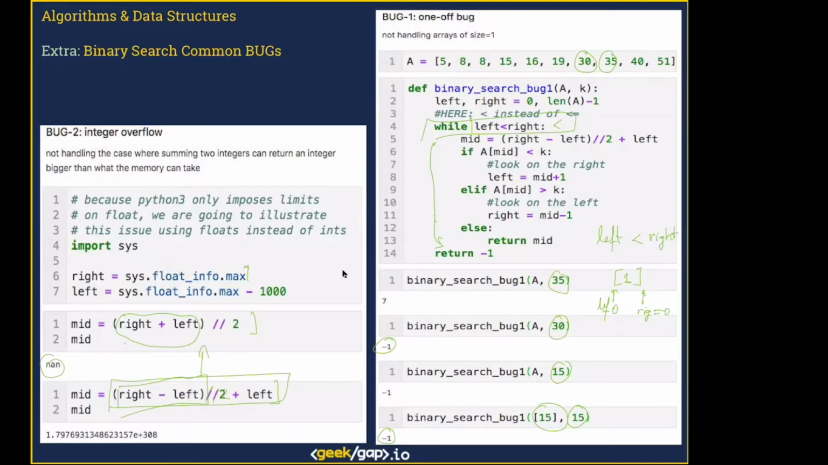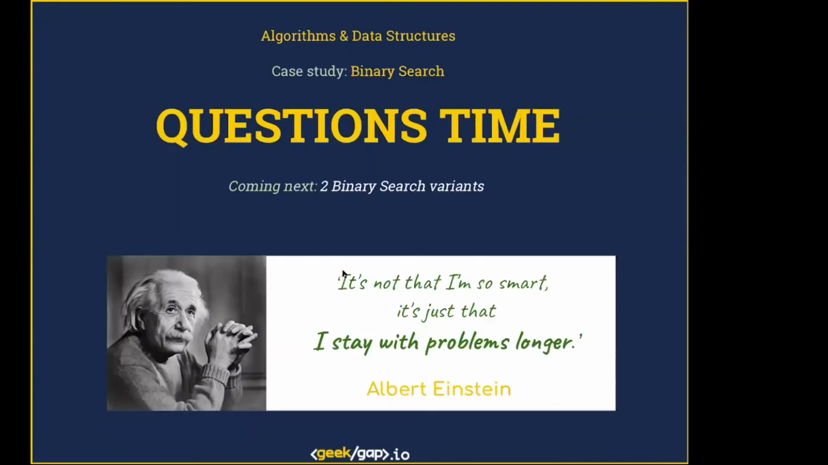So if you go on an interview, if someone gives you binary search, don't underestimate the problem. It's quite sneaky. It's easy on the face of it, but it's very easy to make mistakes. So that's it for this first part. Are there any questions? We are going to see two variants of the binary search later on, but for the time being, is there any question?